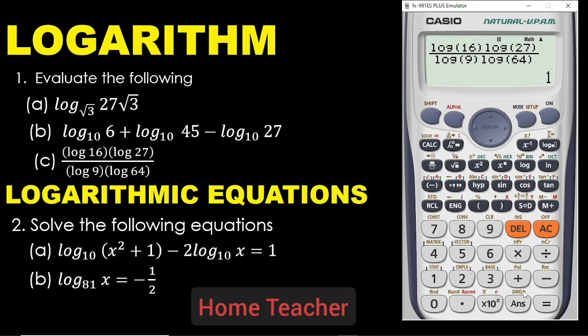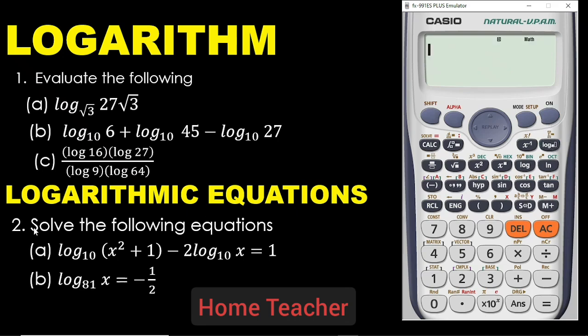Now let's come to the logarithmic equation, that is, logarithm that has an equation. With this one, I always advise that we use the log with the base. You can't use the other one. Let's use the log with the base.